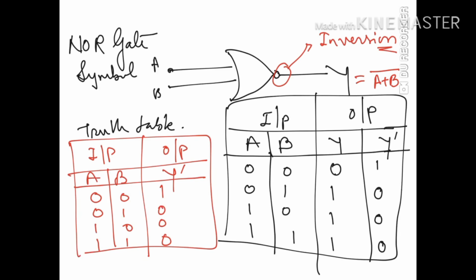NAND gates and NOR gates are considered as the universal gates because you can obtain all the gates, like AND, OR and NOT, from them. Okay.